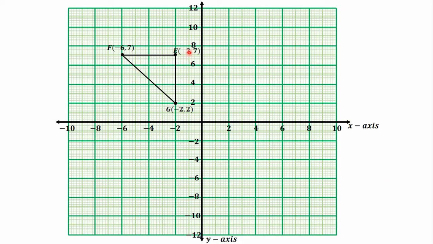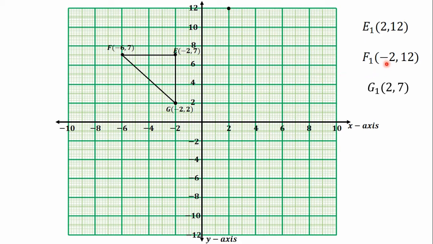We already have triangle EFG here. We are going to draw triangle E1, F1, G1. We have the coordinates of the vertices, so we can easily do that. E1 has the coordinates 2, 12. So 2 on the x-axis, 12 on the y-axis. And we have that here.